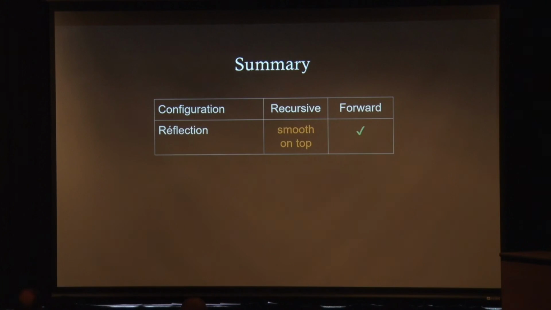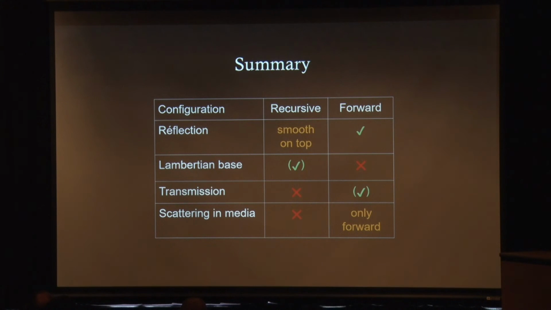So to recap quickly, the only model that deals with all configurations is a forward model, but it doesn't work on the Lambertian base. And I've not talked about it here, but it also works with transmission with pretty good approximation. And again, scattering is not really well handled in existing models. So it means that in the future, we'll probably have to work on combining these two approaches. But still, during this analysis, we found interesting visual qualities of layered materials.